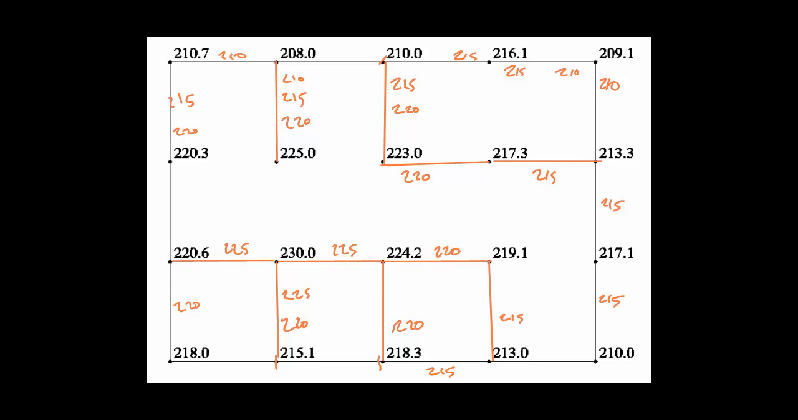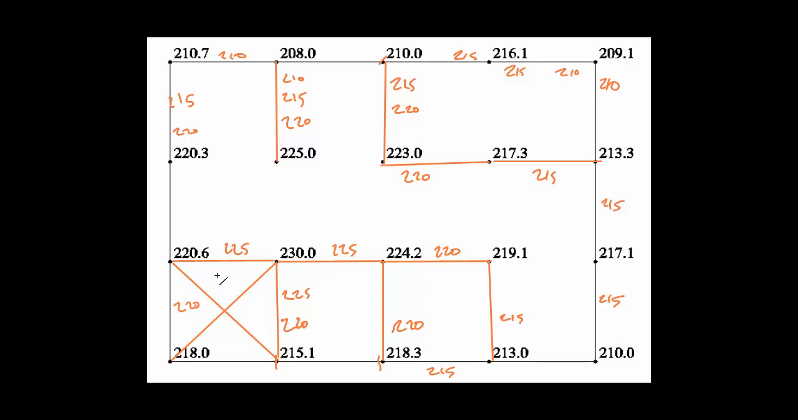At the lower left, I could be drawing a line going from 218 up to 230, or I could be drawing a line that goes from 220.6 to 215.1. The first diagonal I drew connects two adjacent points. I'm trying to decide which one of these lines I want to draw. I'm only going to draw one.